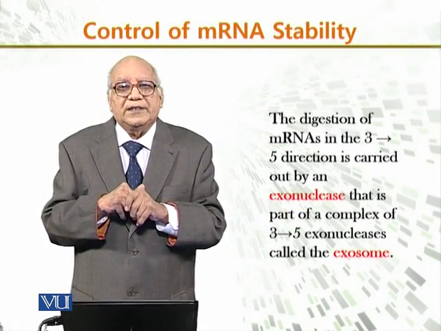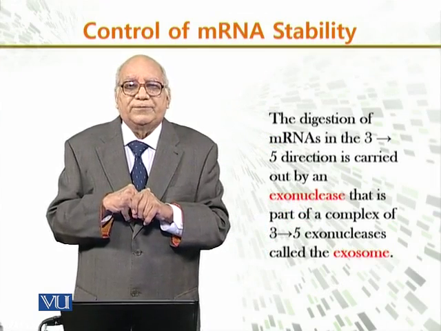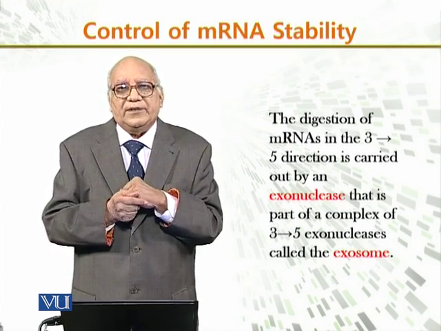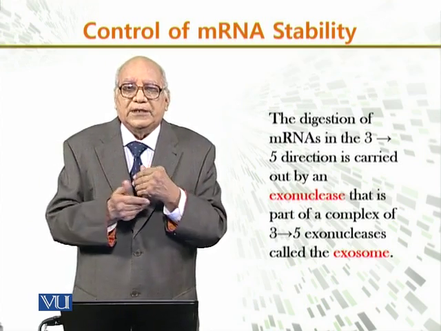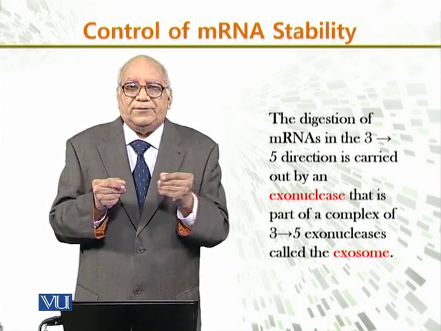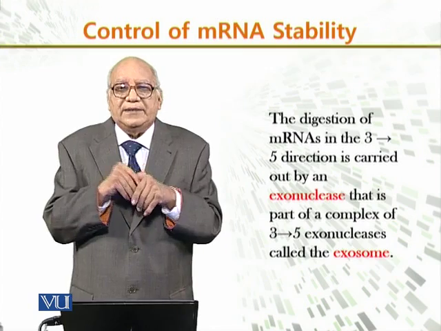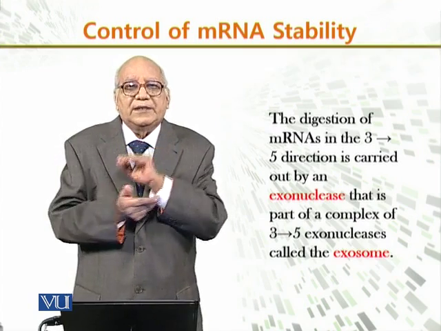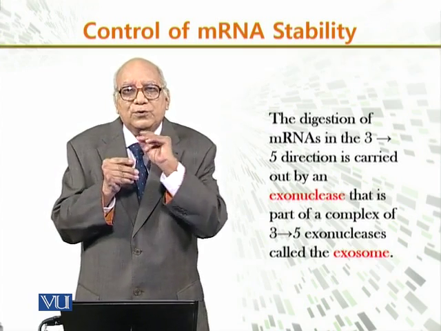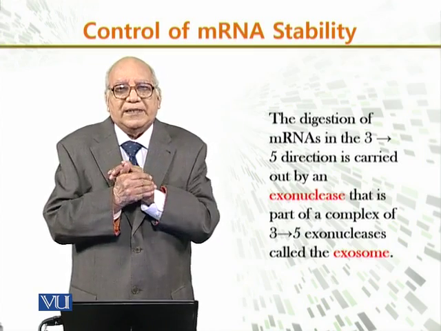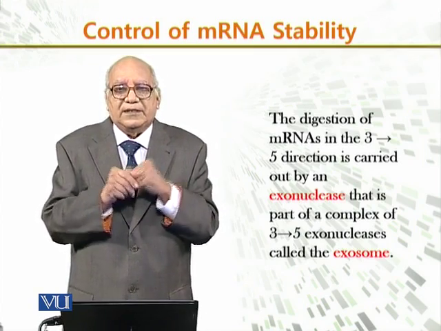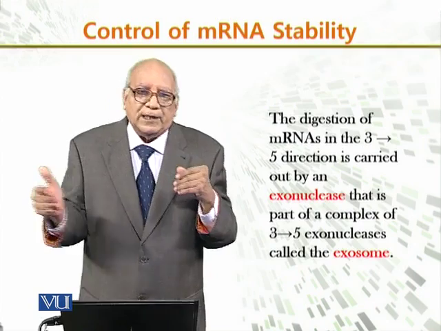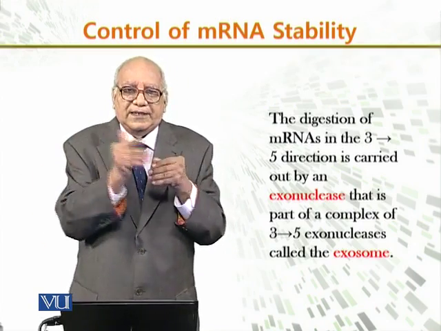The digestion of messenger RNA in the 3' to 5' direction is carried out by an exonuclease. As I said earlier, the exosomes are part of the complex of 3' to 5' exonucleases. Remember, and that is very important, this degradation occurs on exosomes, and exosomes degrade the messenger RNA from 3' to 5'. They keep on degrading it.